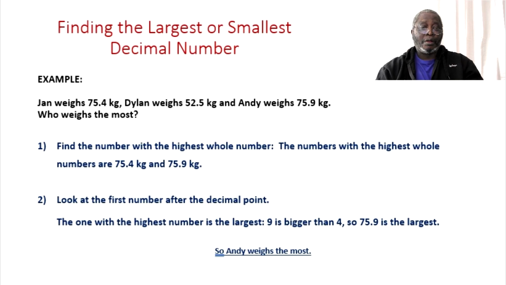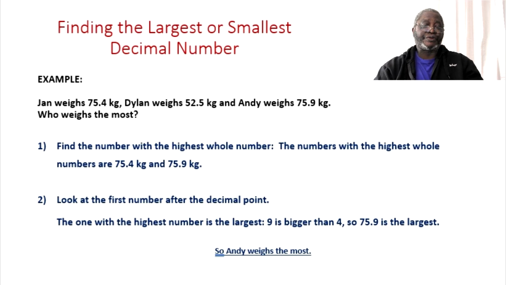So, find the numbers with the highest whole number. The numbers with the highest whole numbers are 75.4 and 75.9. So that's okay. Now look at the first numbers after the decimal point. The one with the highest number is the largest. So 9 is bigger than 4. So 75.9 is the largest. Okay? Andy weighs the most.